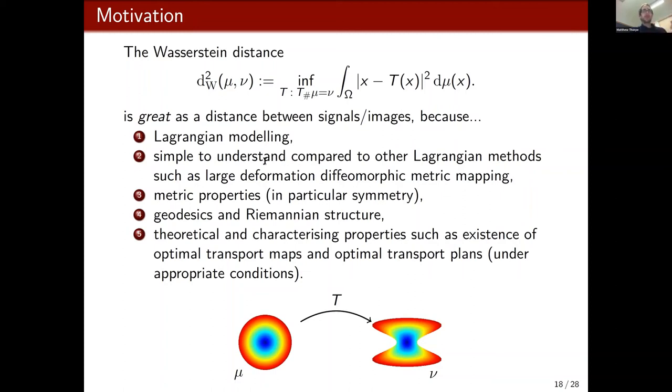There's lots of nice theory behind this, which makes it desirable. This actually is a metric. We have geodesics, we have a Riemannian structure, which I'll touch on later, and there are nice theoretical and characterizing properties. So we know things like, when there exists a map T, we can characterize this T under appropriate conditions.